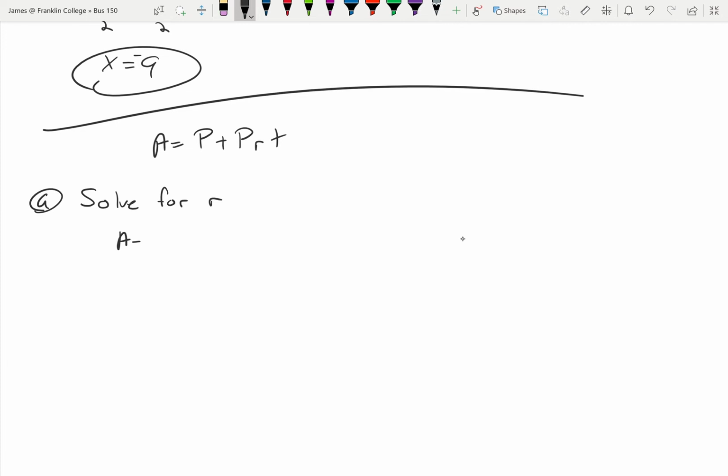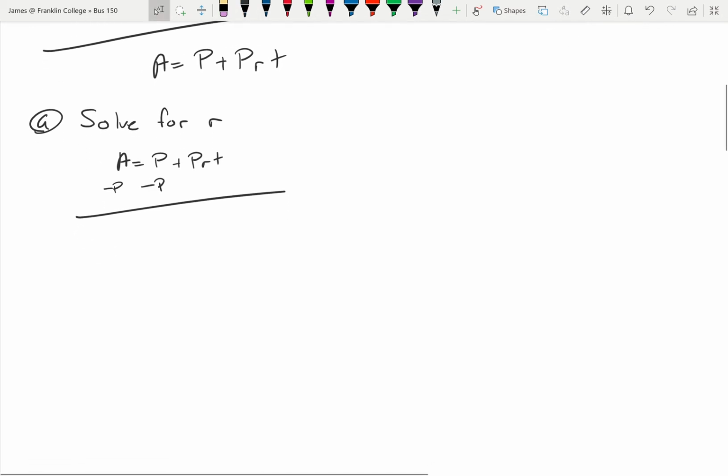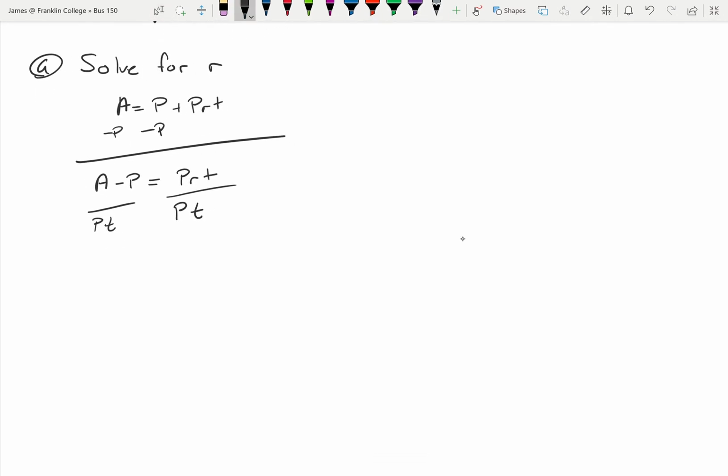So if A equals P plus Prt, we're going to want to get the term that contains the r variable all by itself on that right-hand side of the equation. So to do that, we're going to subtract P from both sides of the equation. So A minus P equals Prt. We can now divide both sides of our equation by what we're multiplying r by. We're multiplying r by Pt. So we're going to divide both sides of our equation by Pt. And then that's what we're going to end up with: (A minus P) divided by Pt equals the variable r.